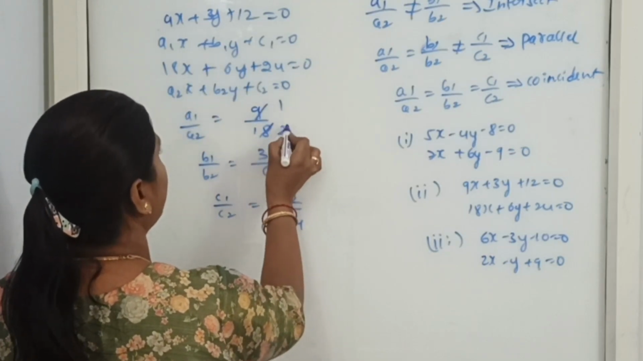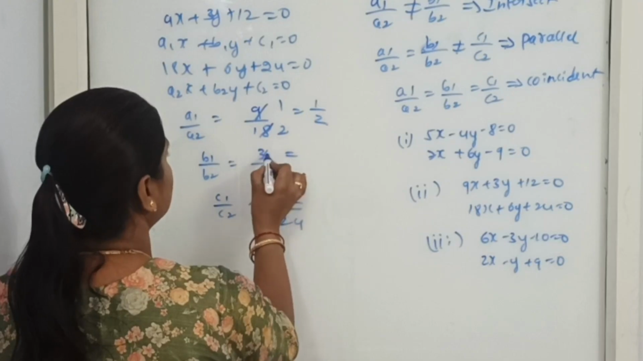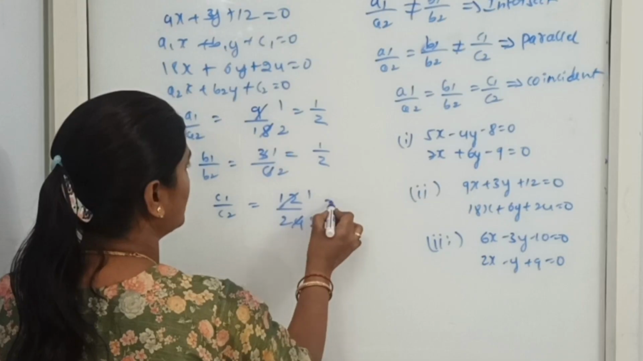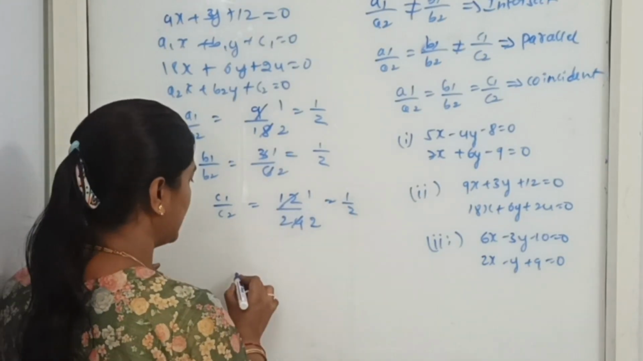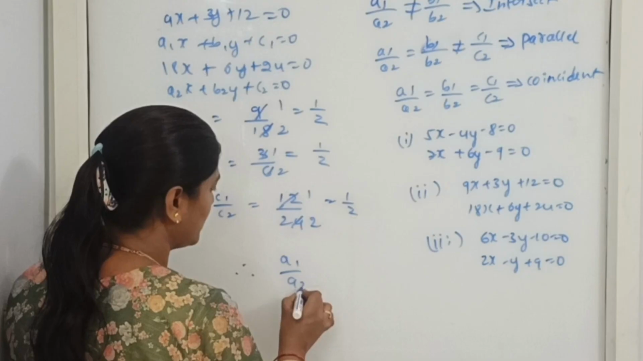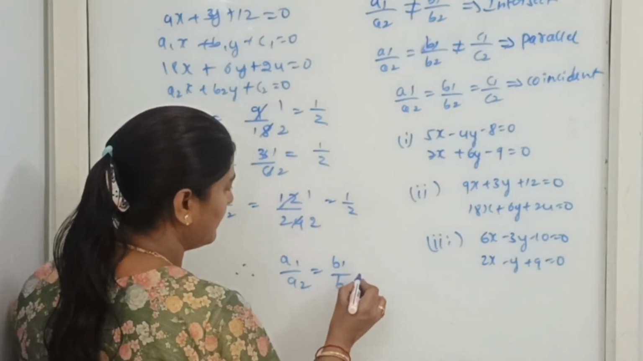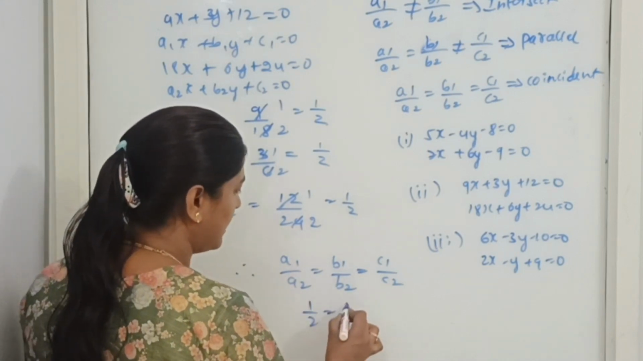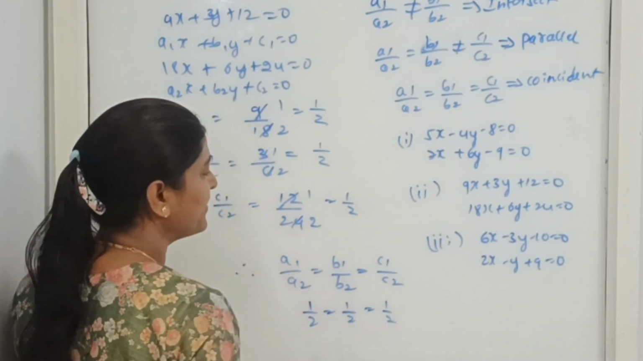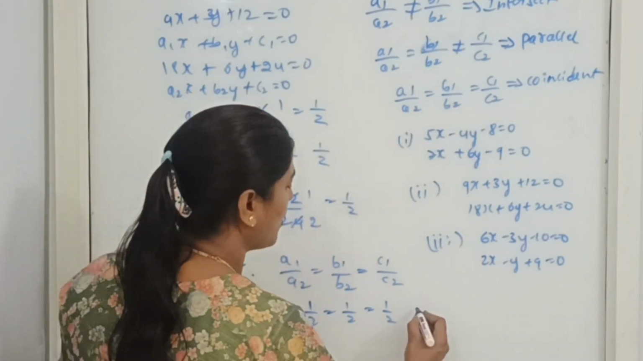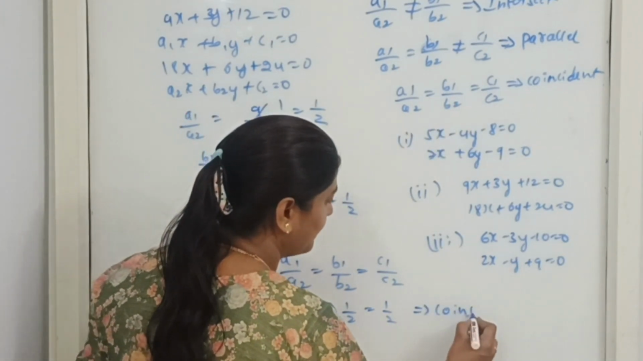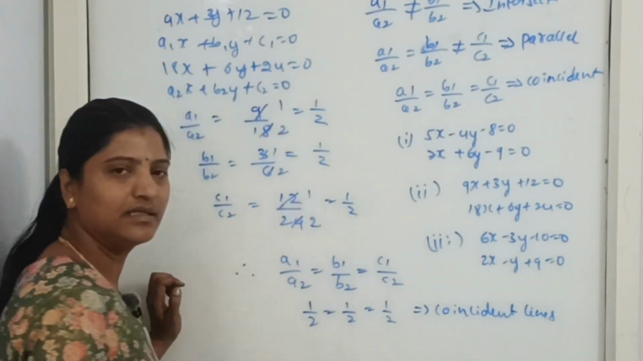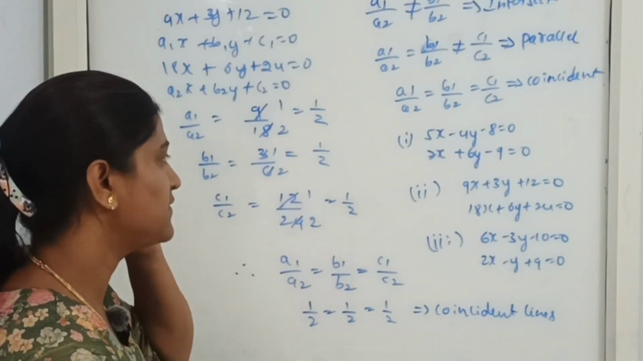Cancel: 9 ones are 9, 9 twos are 18, it is 1 by 2. 3 ones are 3, 3 twos are 6, it is also 1 by 2. 12 ones are 12, 12 twos are 24, it is also 1 by 2. So that means A1 by A2 is equal to B1 by B2, that also is equal to C1 by C2. All are 1 by 2. If all are equal, then that is coincident lines. Coincident lines. Clear?